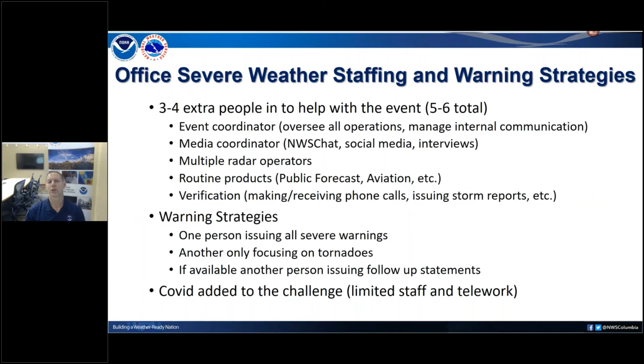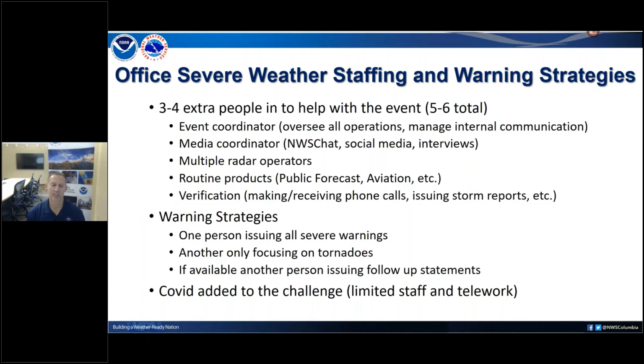So we think in terms of our office staffing for this event. This is kind of a typical setup, but it also applied for this event. I happen to be the lead forecaster on shift for that midnight shift that morning. We had myself and one other forecaster. That's the normal shift when we have just routine weather going on. But we had 3 to 4 extra people in to help out with the event.